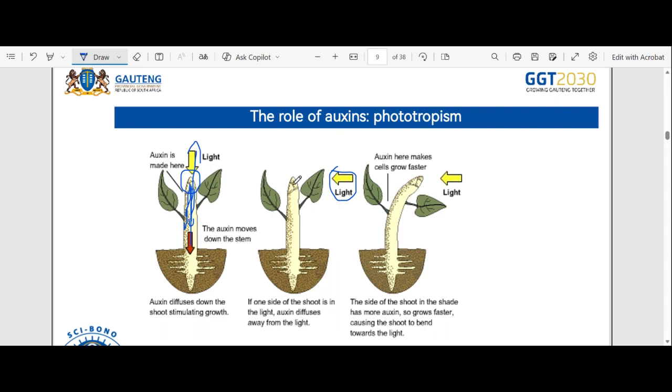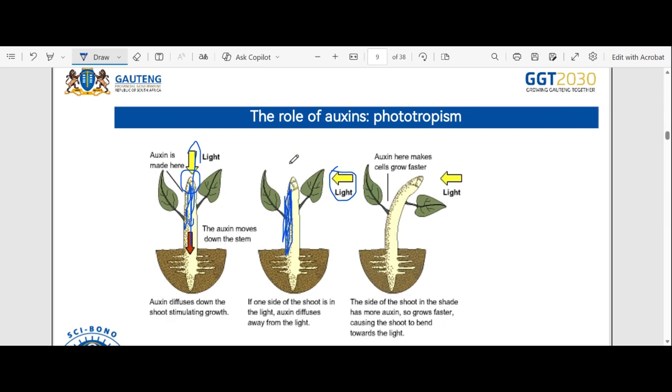So what happens is this: the auxins are sensitive to light. So what would they do? They'll run away from the light and go to the left hand side, or the darker side. So they'll diffuse or run away to the darker side. As you can see, they're concentrated in the darker side, right?